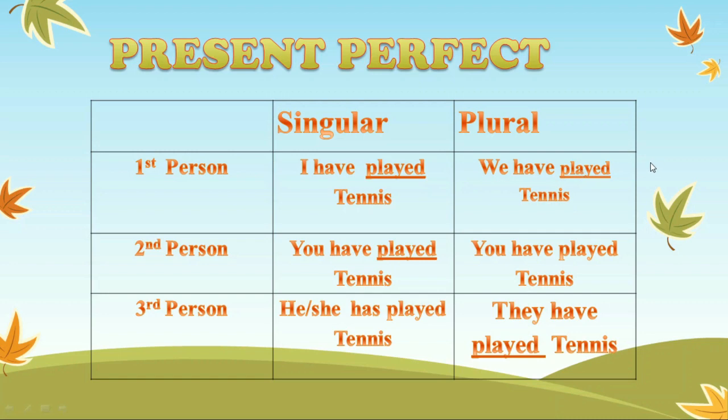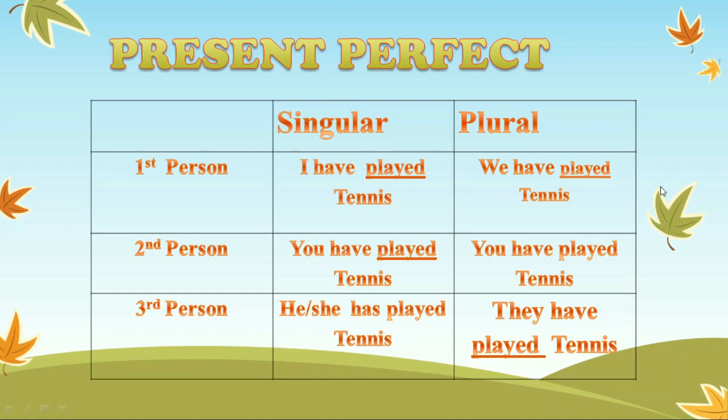We have played tennis. Again, have is used here and the third form of verb. In second person singular also have is used and the third form of verb. And the only change which we have noticed here is that he has played tennis. So, again, you have to remember that with he or she, we have to use has as a helping verb to change it to a present perfect tense. So, the sentence becomes like this: he has played tennis.